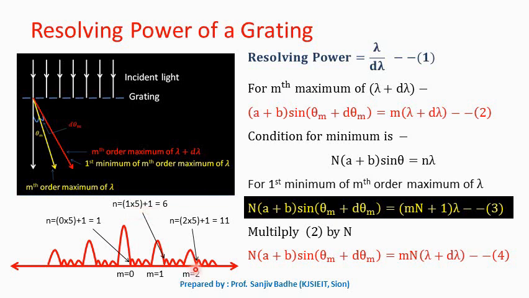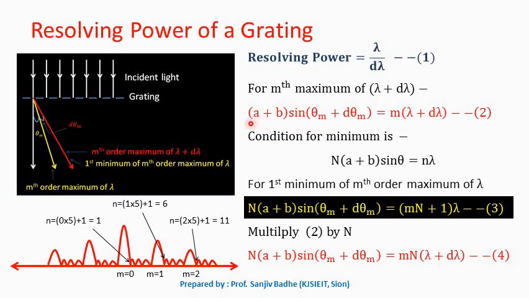One more example here. This is the first minimum of the second order maximum. Count the order of this: 1, 2, 3, 4, 5, 6, 7, 8, 9, 10, 11. So 2 into 5 plus 1 is equal to 11. So we can generalize this relation as m into N plus 1. Therefore, for the first minimum of the mth order maximum, we can write n equal to mN plus 1.